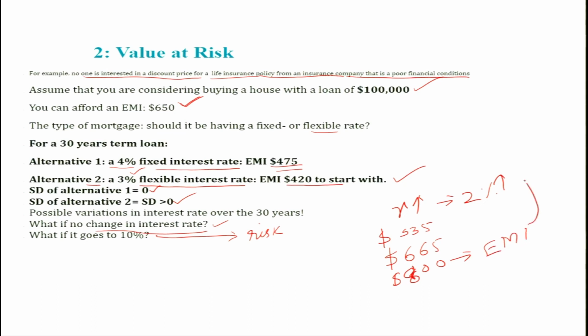You have already seen that this person can afford only 650. What if it further increases? If it keeps on increasing, all his plans get derailed, and sometimes he may even lose his mortgaged house because he cannot pay back. In this kind of scenario, in the worst case, the rate of interest can go to 10 percent.